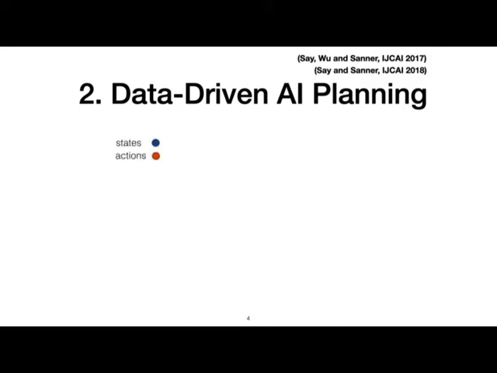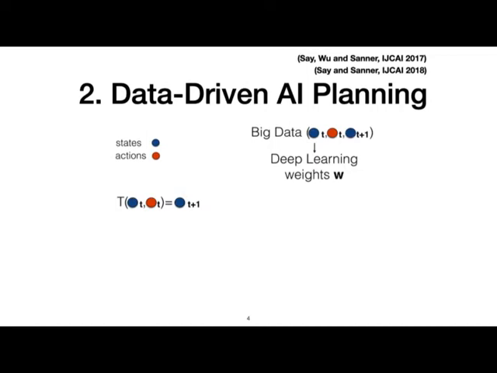Here, we will model our planning problem using factored state and action variables. In this work, we're going to assume that they have binary domains. We're going to assume the existence of a transition function that maps the values of state and action variables onto the values of state variables in the next time step. We will assume the availability of data in the form of state, action, and next state variable values, and we're going to learn the unknown state transition function T from data as a deep neural network model.